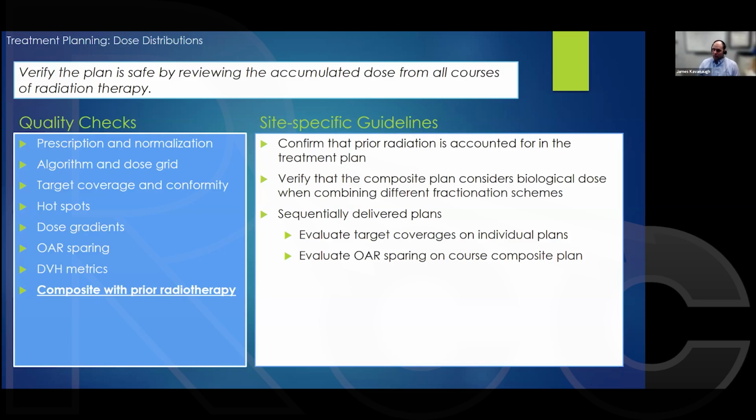Looking at sequentially delivered plans, you're evaluating target coverages on individual plans. So this is a little bit different, but this also can be, this isn't under the paradigm of prior radiation, meaning prior in the same course or maybe a separate course delivered very recently. But as a general rule of thumb, I'm looking at my target coverages. If I'm combining multiple plans that are sequential or looking at historic records, my target coverages I'm looking at on the individual plan, but the OER metrics I want to look at on the composite plan. Maybe there's some caveats to that, but that's a general rule of thumb.